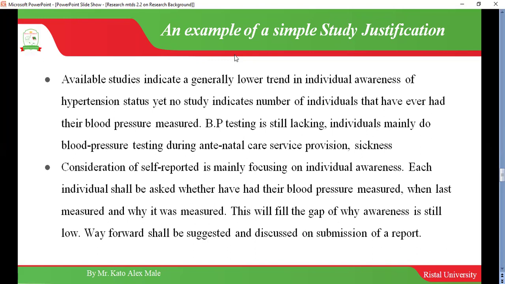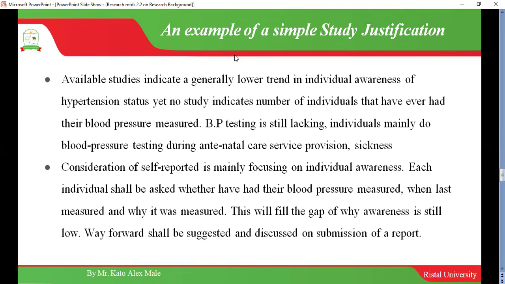You get it? Blood pressure testing is still lacking. Individuals mainly do blood pressure testing during antenatal care services, or only when they are sick. Only a few do BP testing during a general medical checkup. Most women, I can tell you, only had a blood pressure test during antenatal care, meaning it was compulsory, not out of will. So the author continues.